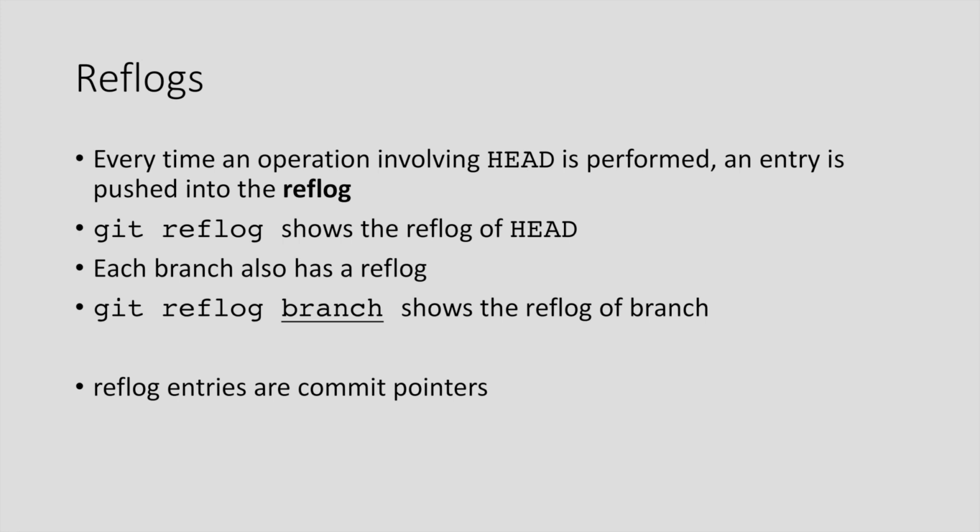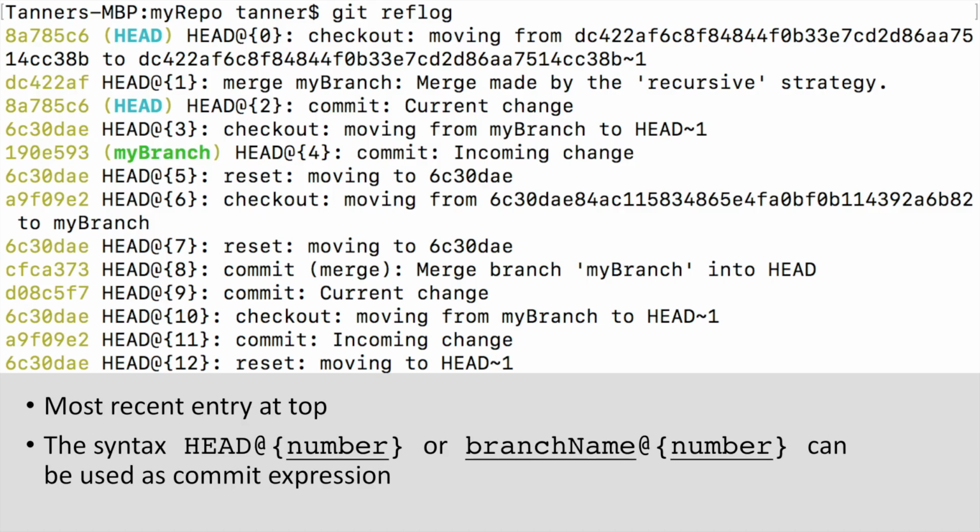This image shows example output of the reflog command. So you can see that it is a list of commit pointers, and it also has descriptions of the commit at each pointer. Whenever something happens to the head, all the entries are shifted down by one. The most recent entry appears at the top. The syntax HEAD@{number}, or branch name@{number}, can be used as a commit expression.